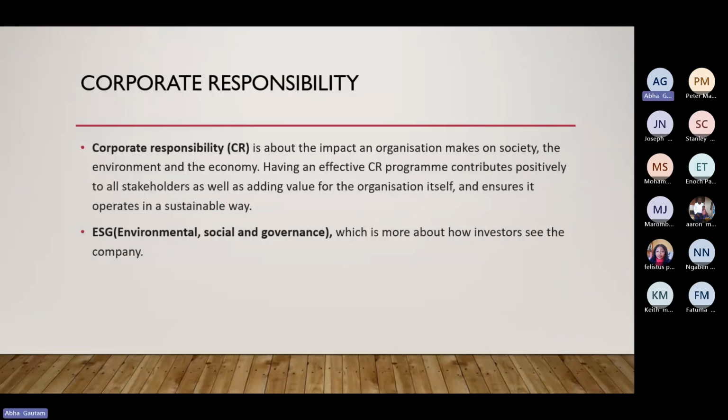Whenever you have any module, you always talk about the keywords from which that module is made up of. Here the words are corporate and responsibility. So the literal meaning is that you have to fulfill the responsibility in the corporate world, right? But what that responsibility is all about?